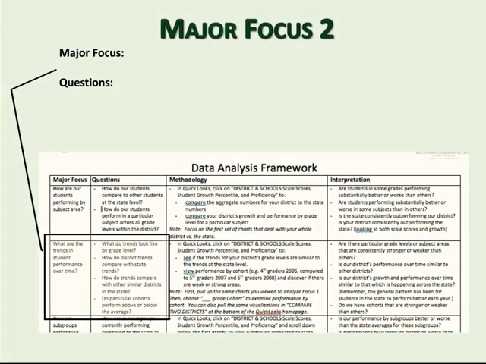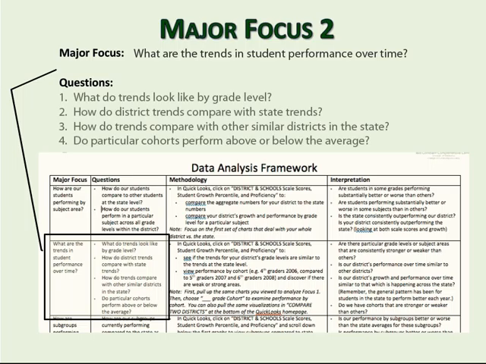The second focus on the data analysis framework asks, what are the trends in student performance over time? From this focus, we can ask 4 increasingly specific questions. First, what do trends look like by grade level? Second, how do district trends compare with state trends? Third, how do trends compare with other similar districts in the state? And fourth, do particular cohorts perform above or below the average?